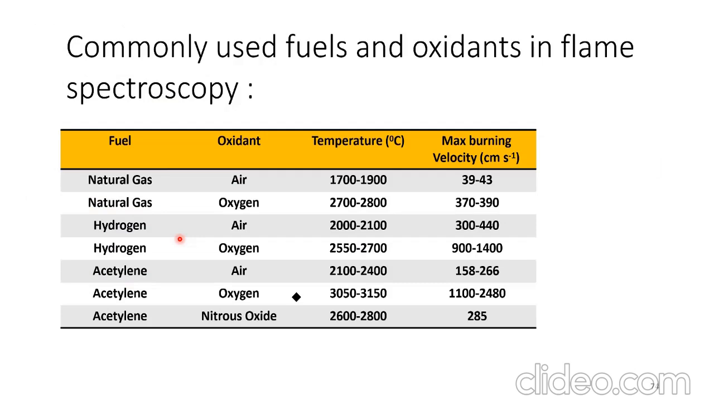Normally the fuel and oxidant used are natural gas and air. So it has a particular temperature and burning velocity associated. If we want to go to a higher temperature, then we need to take fuel as acetylene and oxidant as oxygen. So to get a very high temperature, and the burning velocity will also vary depending on that.